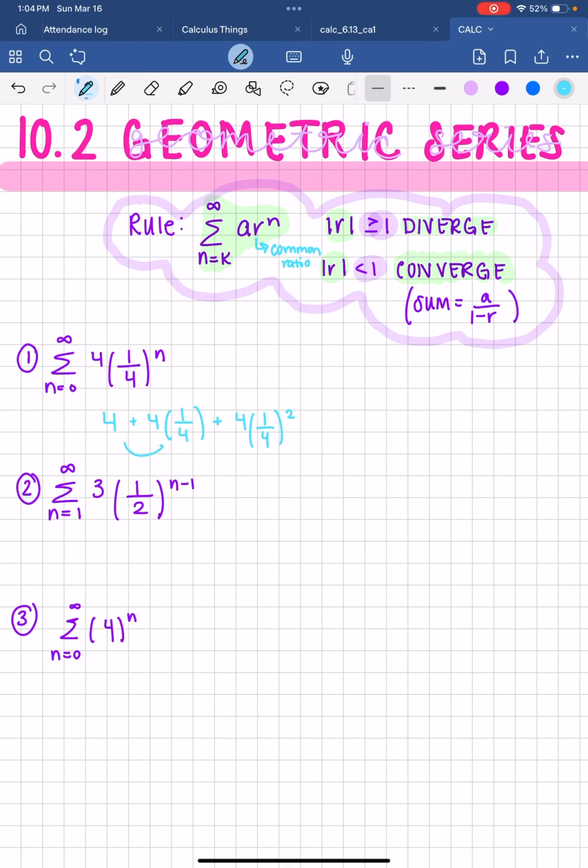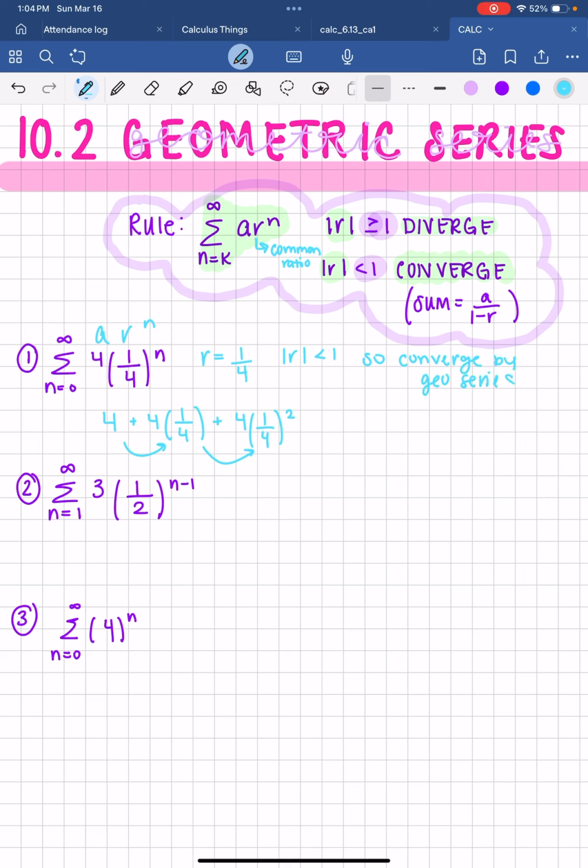You can see that I'm multiplying by 1/4 over and over to go from one term to the next, which means r is going to be 1/4. You can also just spot it because it looks like the form ar to the n, so r is 1/4 right away. So now we're going to converge because the absolute value of r is less than 1. So we converge by the geometric series test.